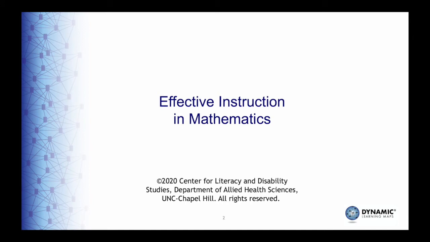The Dynamic Learning Maps, or DLM, alternate assessment system is designed to more validly measure what students with the most significant cognitive disabilities know and can do. This module describes effective mathematical teaching practices for students with the most significant cognitive disabilities who will complete the alternate assessment. This module is one in a series of modules that support educators in their efforts to teach and assess. This training is part of the professional development efforts of the DLM Consortium.